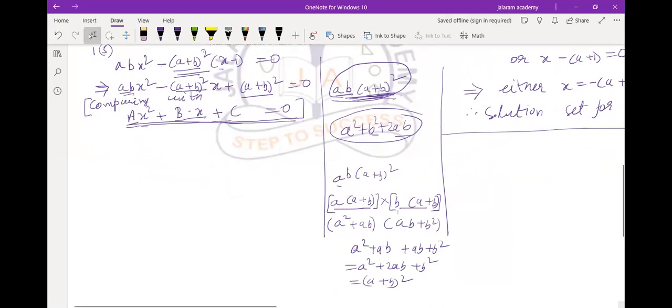Any doubt? So you have to do this. First, a plus b whole square means a plus b into a plus b. One factor of ab is a with the first a plus b, and the other is b with the other a plus b. Now when we expand, a into a plus b becomes a square plus ab and b into a plus b becomes ab plus b square. Adding these two gives a square plus 2ab plus b square, that is a plus b whole square. Is that clear to you?